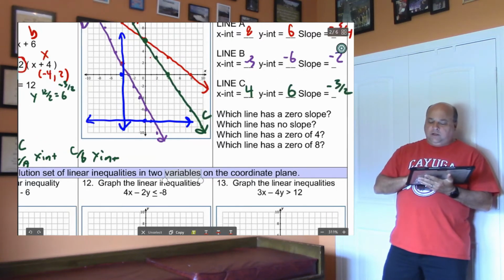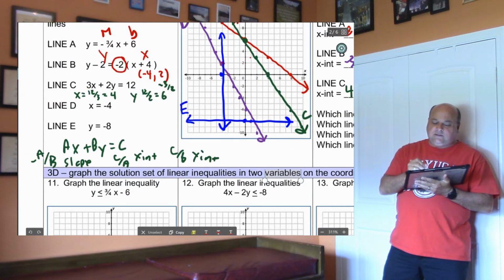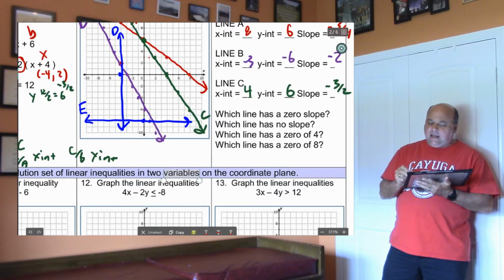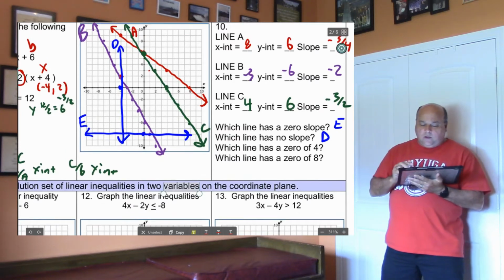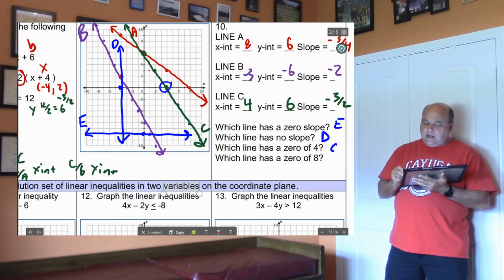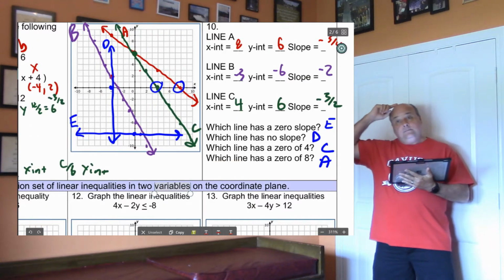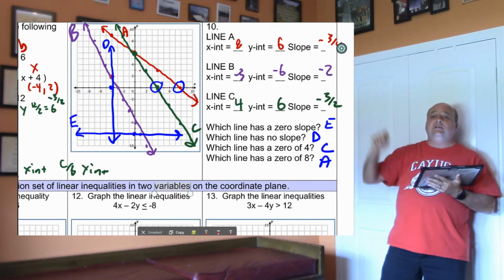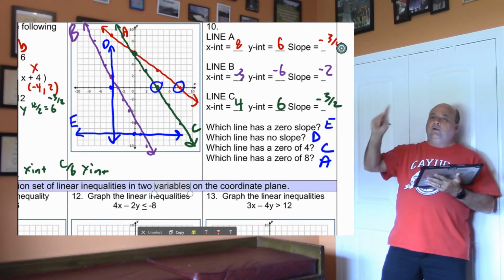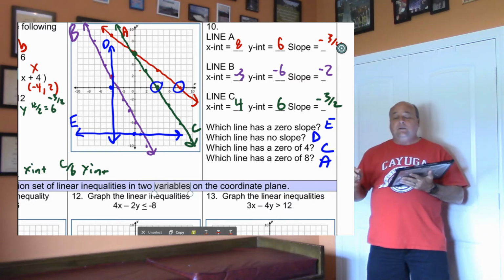Okay? So, let's go down here. Which one has a zero slope? Line E. This is line E, and this is line D. So, line E has a zero slope. Line D has no slope. Which line has a zero of 4? The 4 was right here, which was line C. Which has a zero of 8? That is right here, and that is line A. Okay? So make sure you know that the x-intercept and zero is the same thing. If you were to graph the line and hit Control-T on your calculator, the number with 0 to the right would be your zero, wouldn't it?